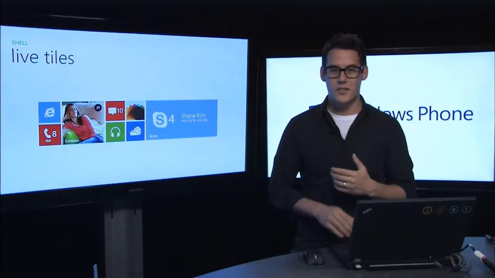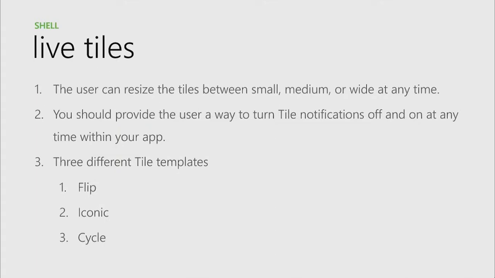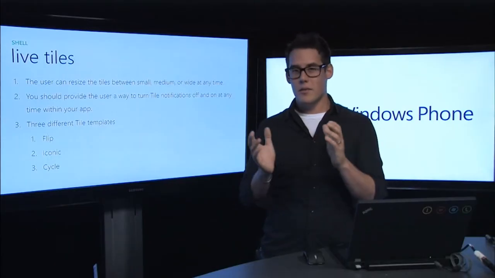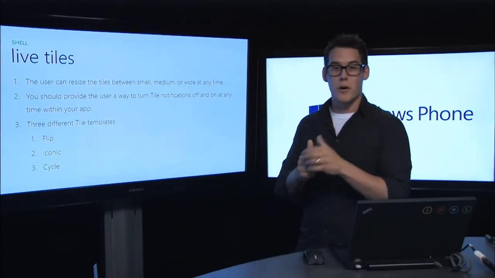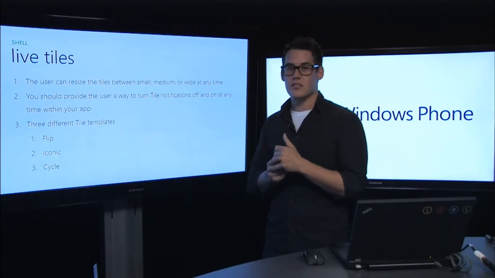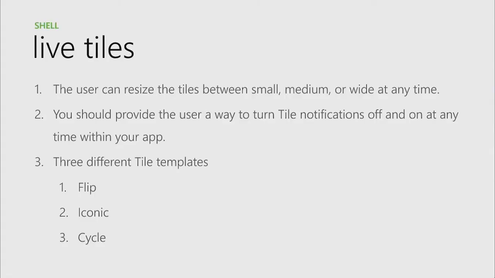And since the beginning of Windows Phone, users, as well as the design reviewers, have been very excited about the introduction of live tiles. So let's get started. Live tiles. The user can resize these tiles now between small, medium, or wide at any time. On Windows Phone 7 and Windows Phone 7.5, you were able to do medium and large, and a lot of them, you really couldn't make the decision between the two. Now you actually have the choice of doing small, medium, or large, and usually you can provide the user the option to flip between all three of those sizes.